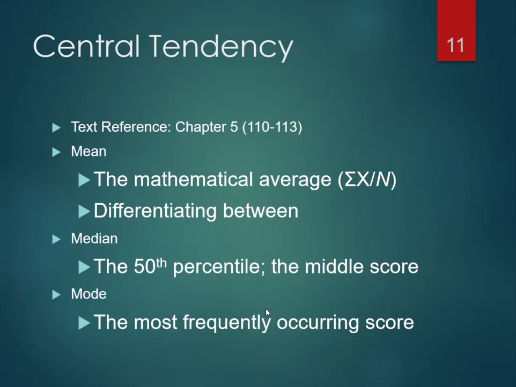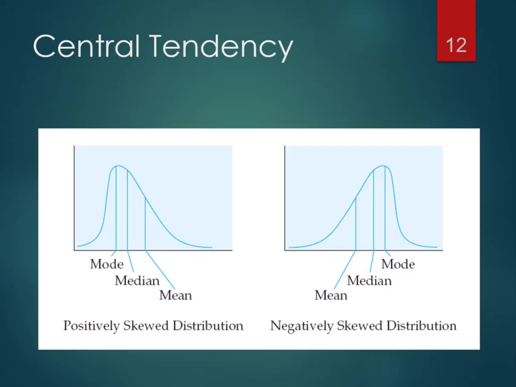Alright, central tendency, mean, sum, sigma stands for sum, of all the individual scores over n. Median, as we discussed, is the 50th percentile, and mode is the most frequently occurring. Again, just a quick reminder, central tendency.